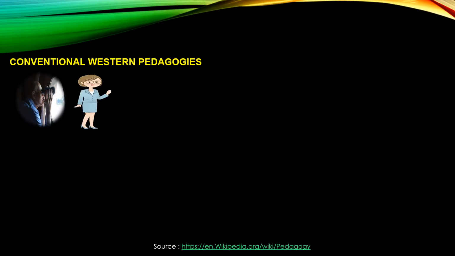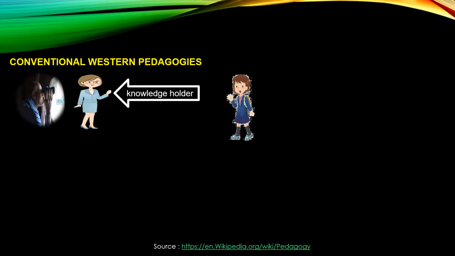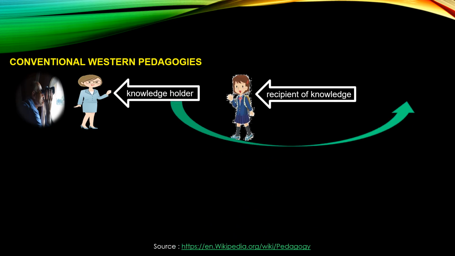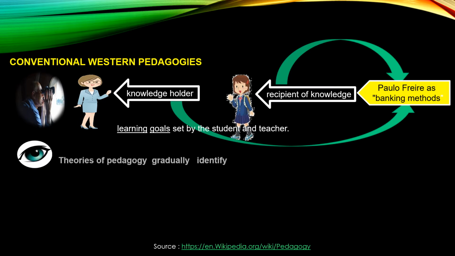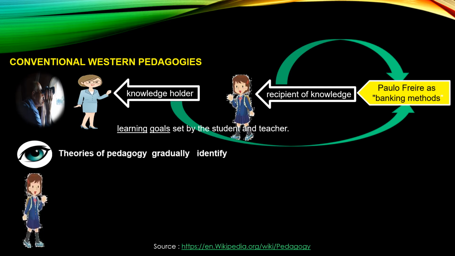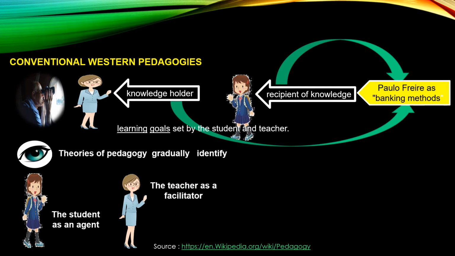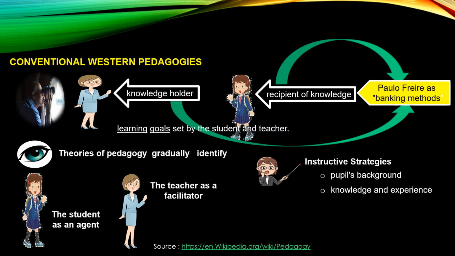Conventional Western pedagogies view the teacher as knowledge holder and the student as recipient of knowledge. This is described by Paulo Freire as the banking method. But theories of pedagogy gradually identify the student as an agent and the teacher as facilitator. Instructive strategies are governed by the pupil's background, knowledge and experience, situation, environment, and learning goals set by the student and the teacher. One example of this would be the Socratic method.